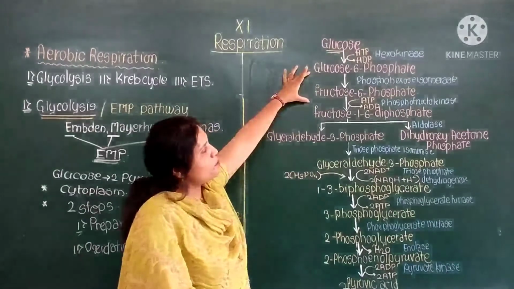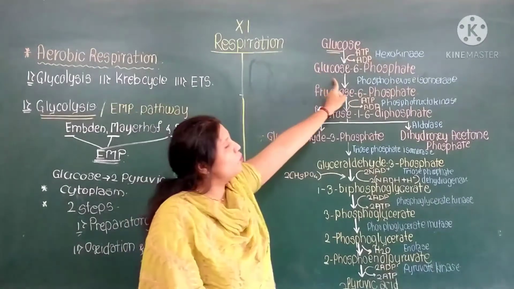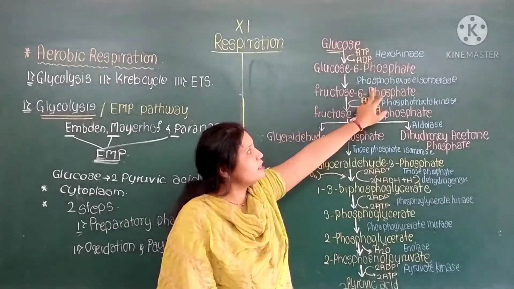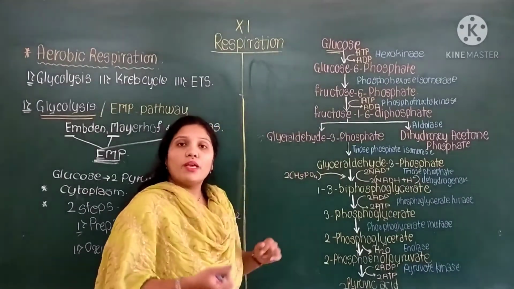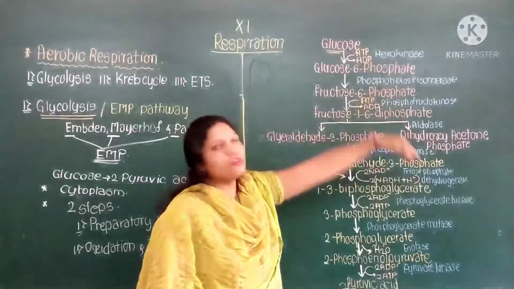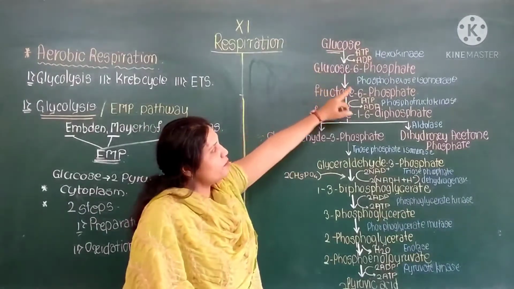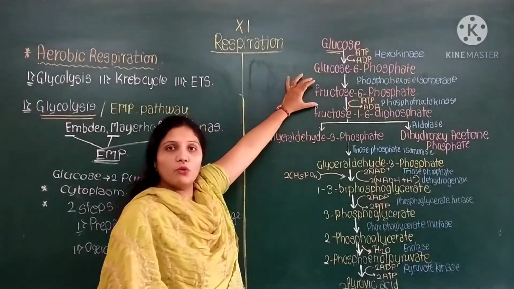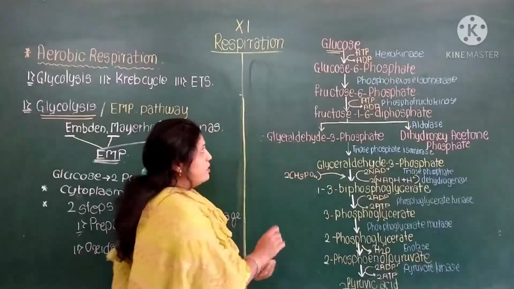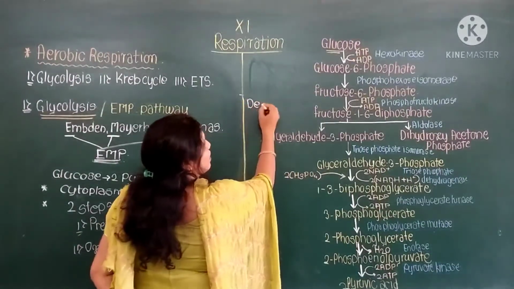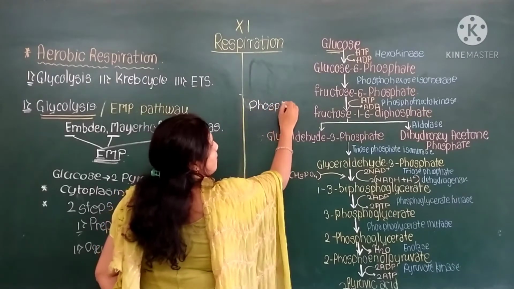Then the second step is known as isomerization. This glucose 6-phosphate is isomerized in the presence of the enzyme phosphoglucoisomerase, or you can say phosphohexoisomerase. So this glucose 6-phosphate gets isomerized in the presence of this enzyme into fructose 6-phosphate. Okay. Then the next step which occurs is known as phosphorylation.